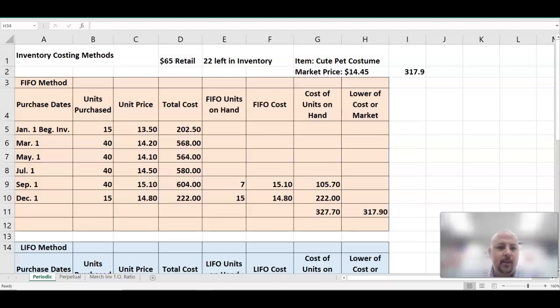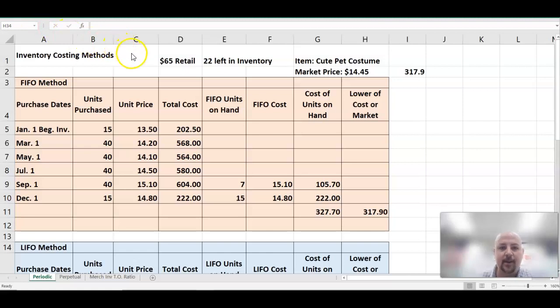All right, folks, so in this video, we're going to do perpetual inventory. In the last one, we did periodic inventory where we found inventory prices for FIFO, LIFO, and weighted average. In this one, we're going to do gross profit method and retail method.